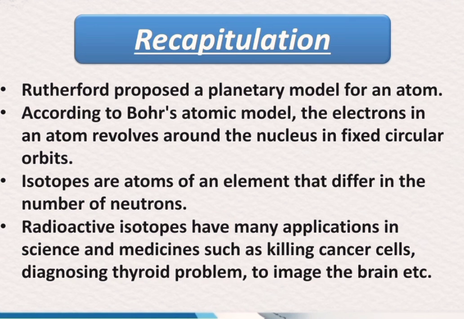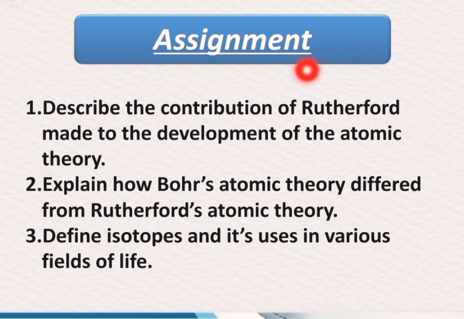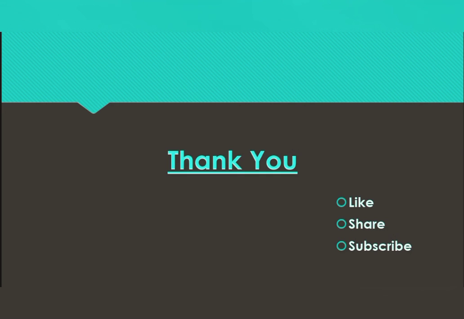Now here I have an assignment for you. Question number 1. Describe the contribution Rutherford made to the development of the atomic theory. Question number 2. Explain how Bohr's atomic theory differed from Rutherford's atomic theory. And question number 3. Define isotopes and their uses. Hope you all have understood the concepts very clearly. So assignments are given to you. Solve this assignment. This assignment will help you to elaborate your concept.